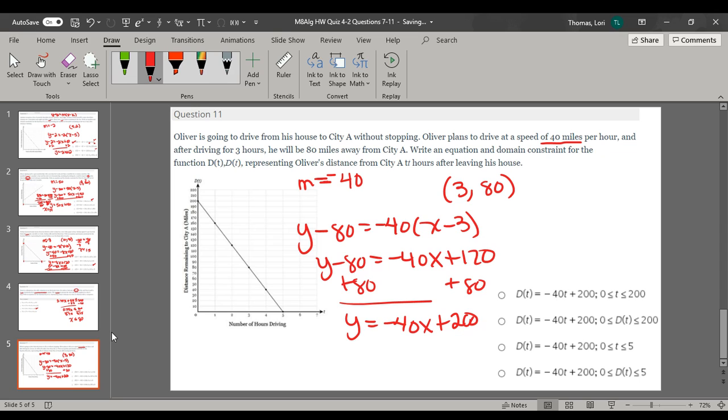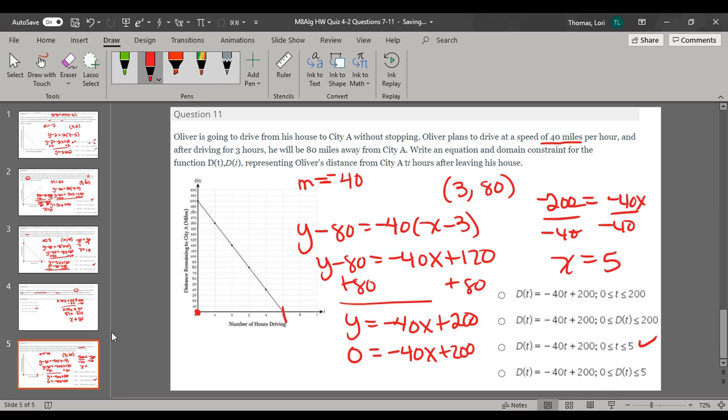In our domain, the number of hours driving, he's going to start out at 0 hours, and it's going to take him up to 5 hours until he reaches his destination. But if we did not have this graph, we could find that we want to know when the total distance remaining, which is y, is zero, when we're actually at our destination. So I'm going to plug in zero for y and solve for x. We're going to subtract out 200 from both sides, and we have negative 200 equals negative 40x, divided by negative 40, and that's going to give us x equals 5. So from 0 hours to 5 hours is the time that he is driving to reach city A. I hope this helps.